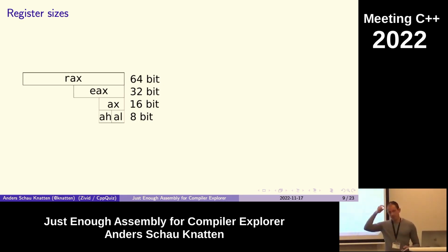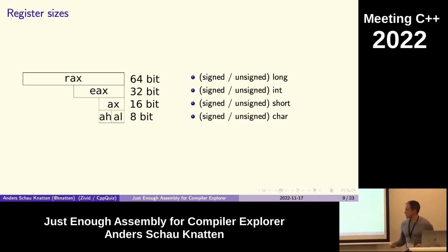It depends. If you read the standard, it has to be at least as big as a short, but it doesn't really say. Typically, if you're on x86-64, on Linux and Windows, it's 32 bits. So here are some typical sizes that you'll see in these registers. You can put signed or unsigned longs in the 64-bit ones, signed or unsigned int in the 32-bit, short in the 16-bit, and then signed, unsigned, or just plain chars in these 8-bit ones.